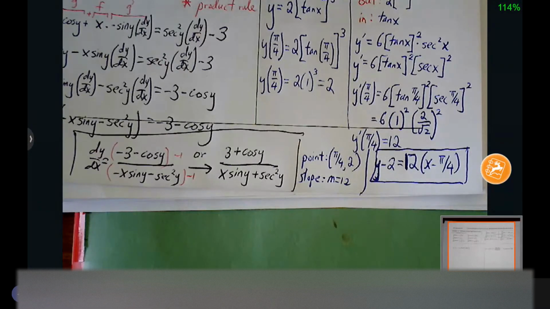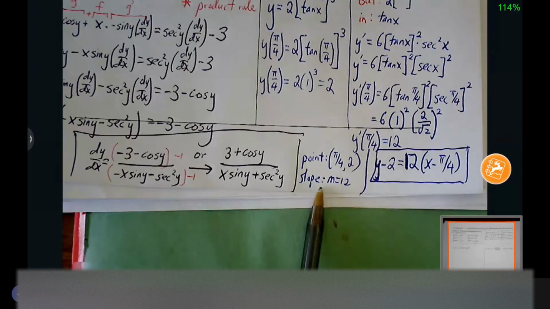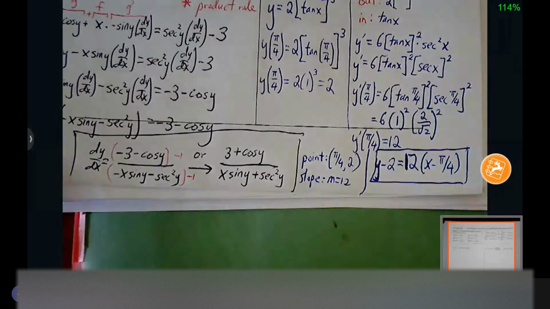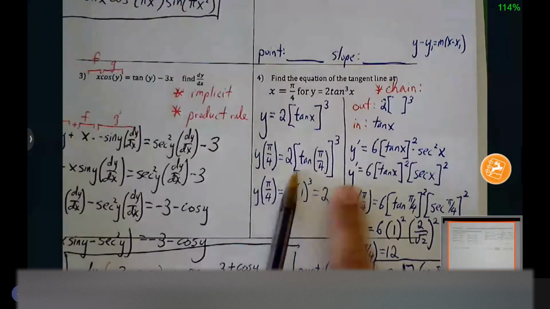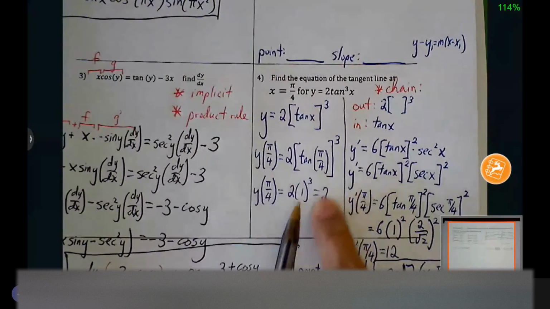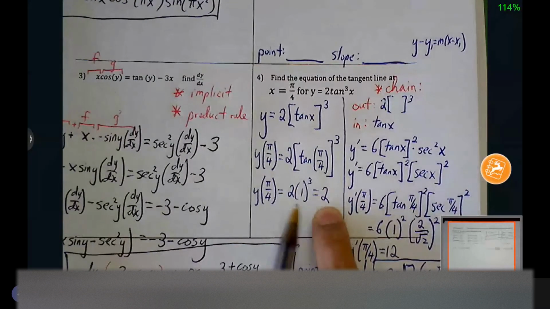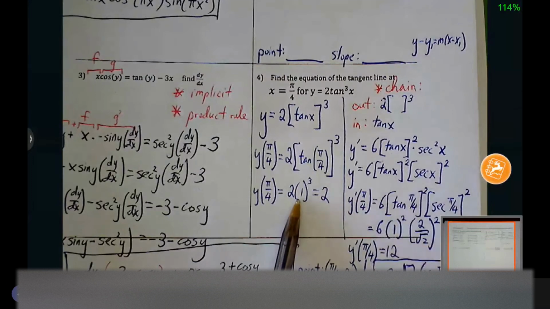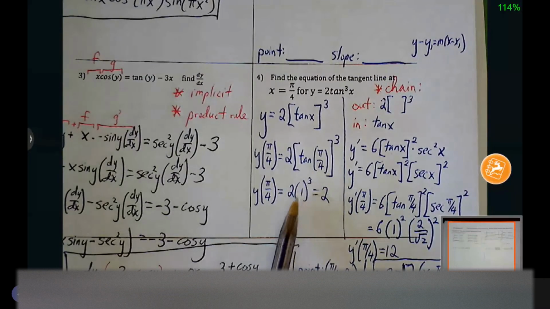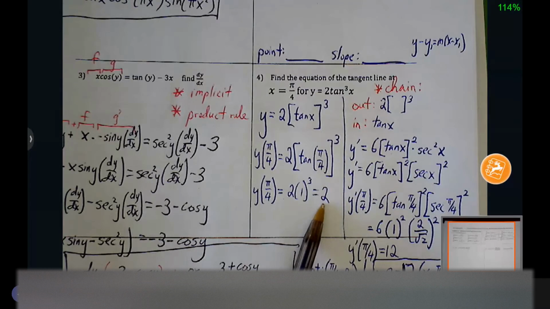Mr. Yang? Yes. So on the left side, when it's y of pi over 4 equals 2 times 1 cubed equals 2, the one right below it, how did you get that again? So we're just cubing the 1, but we're not cubing the 2. Tangent of pi over 4 is 1. And then 1 cubed is 1. 1 times 2 is still 2. Okay. Thank you.